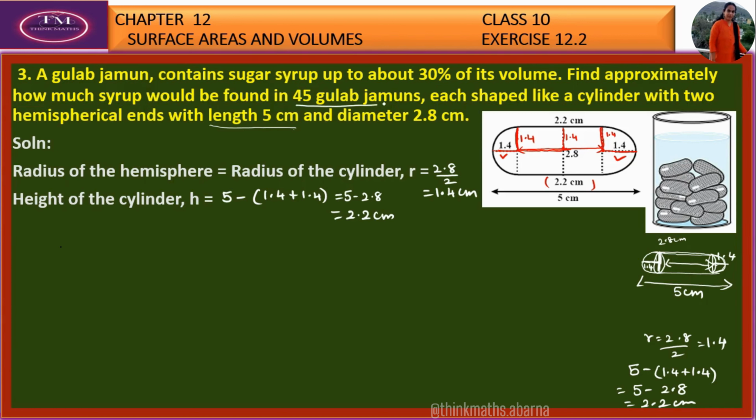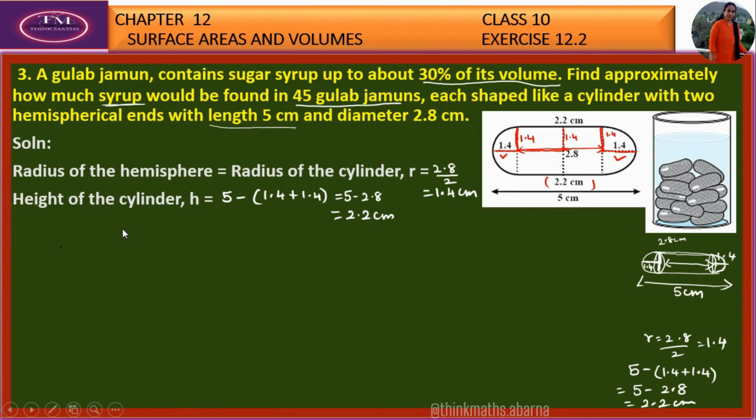So how many gulab jamuns are there? 45 gulab jamuns. First we have to find the volume of one gulab jamun. When we get the answer, if we multiply it by 45, we will get the volume of 45 gulab jamuns. Now what we have to find is approximately how much syrup is formed. Here it is given that a gulab jamun contains sugar syrup up to 30% of its volume. So if you multiply the volume by 30%, we will get the volume of the syrup. Okay, children? I hope you can understand the concept.